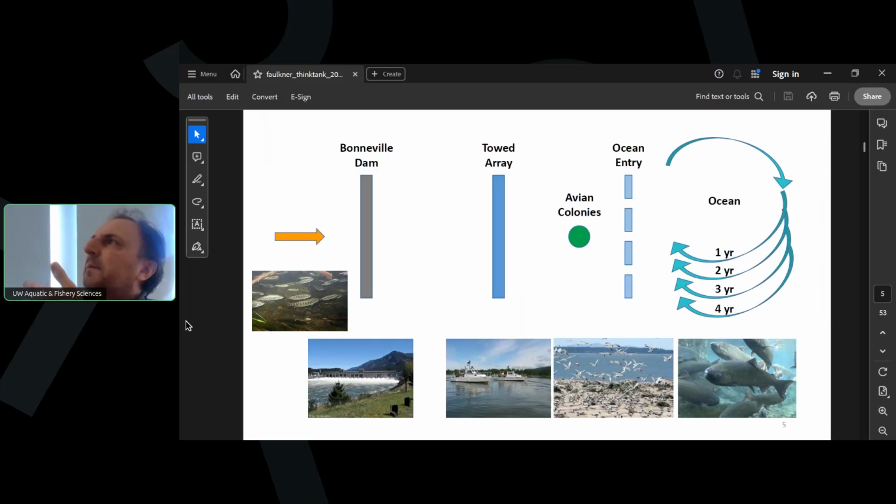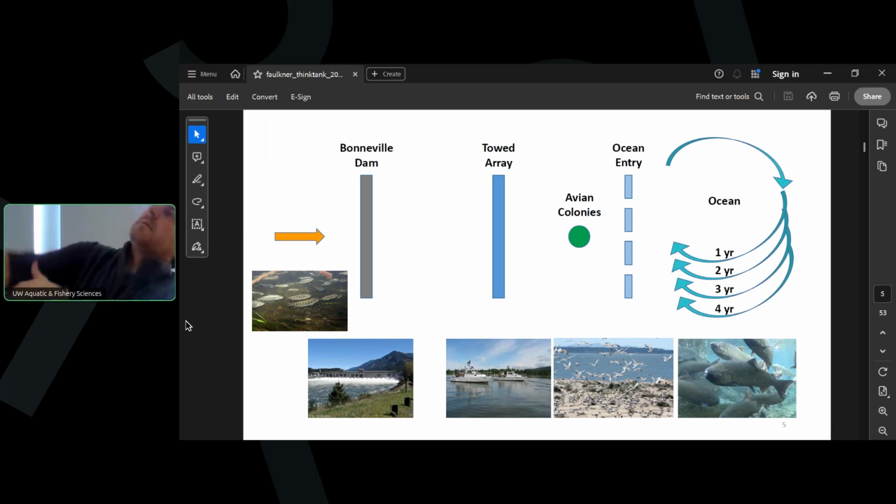So this is kind of our diagram of that, now looking from the Washington shore, basically. Juveniles are going out across Bonneville Dam, coming from the left, and go across the total array. This is the cartoon we're going to use throughout to describe various components of the model.